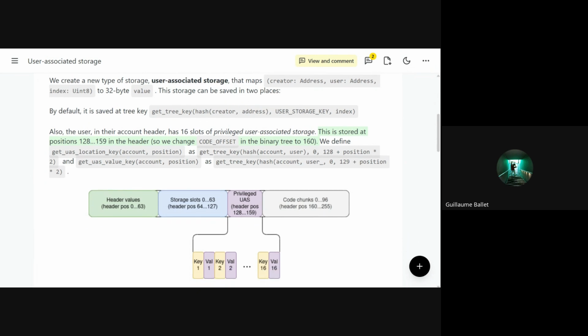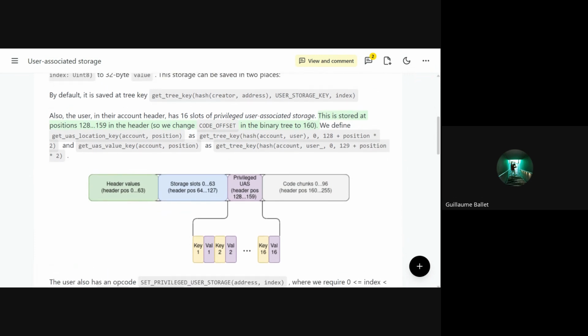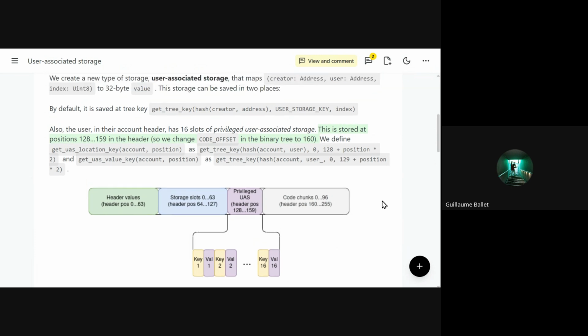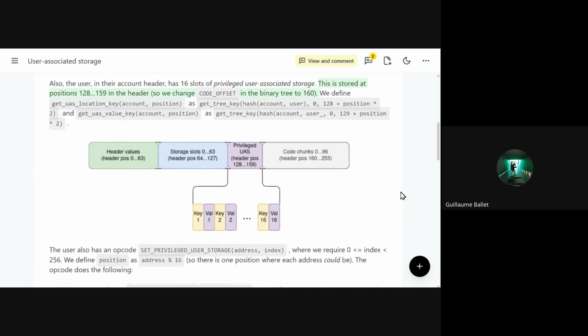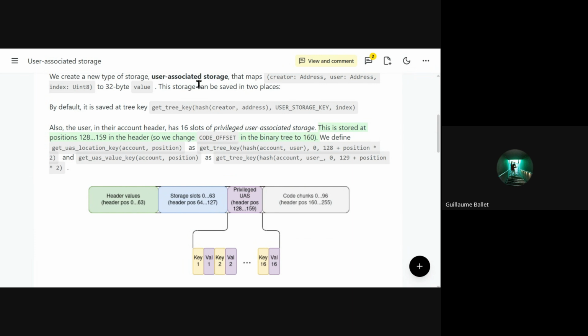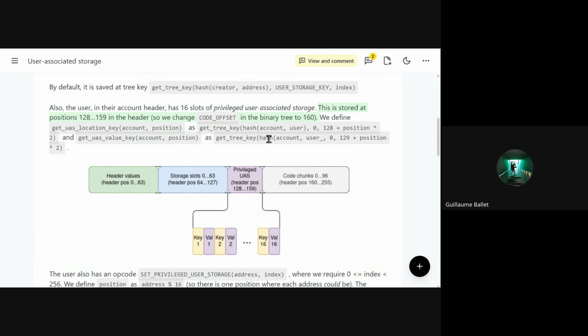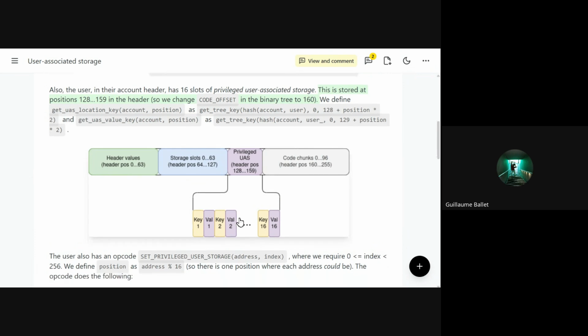The other thing about this is that there are two places in the tree where this storage can be saved. This is all assuming the binary tree design, right? One of those two places is default storage, which is basically a random place in the tree, very similar to how contract storage is just stored at random places in the tree. But the other option is that the user has the ability to promote a limited number of their own user-associated storage positions to live directly in their account header.